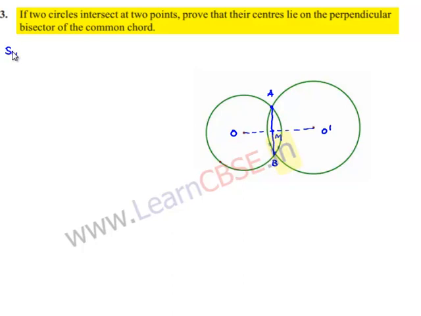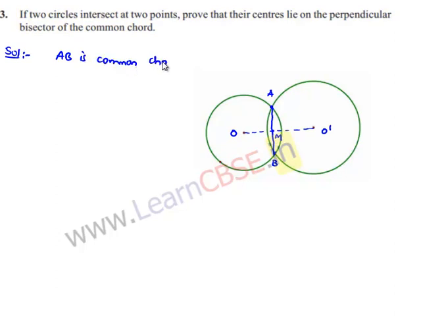Now moving on to the solution. We have considered two circles with centers O and O', and AB is a common chord for both the circles. We need to prove that the line joining the centers, that is OO', is the perpendicular bisector of AB, or AB is the perpendicular bisector of OO'. Let us join AO, BO, AO' and BO'.